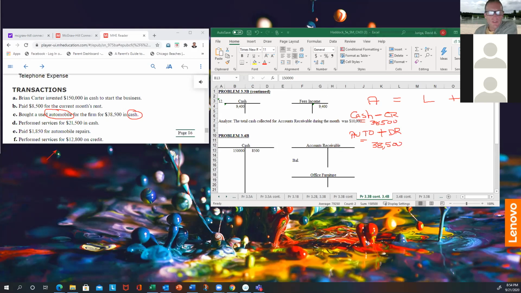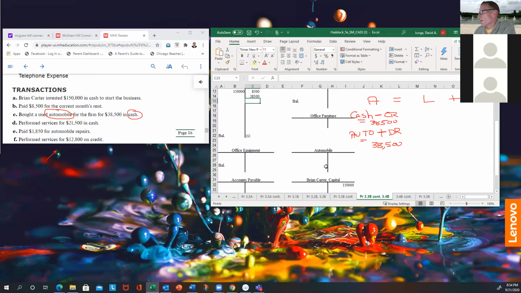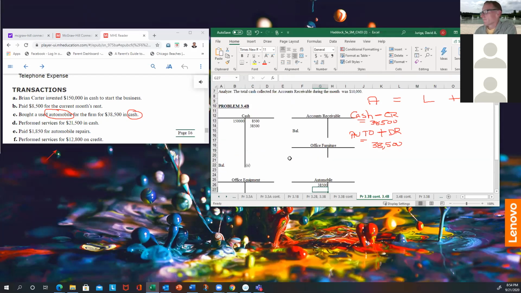So if I go to cash, we'll go ahead and put that credit in, and it'll be $38,500 credit. And then I'm looking for auto, it's right there. There's my debit. And then just enter the debit right there, 38.5. All right, questions on C, anybody? Good.